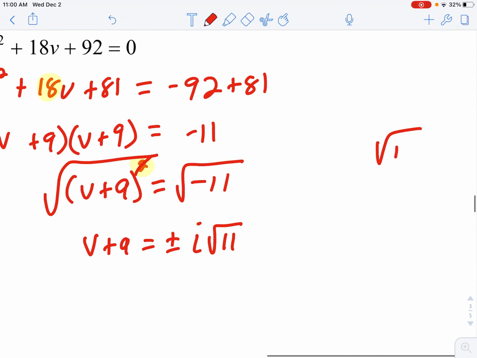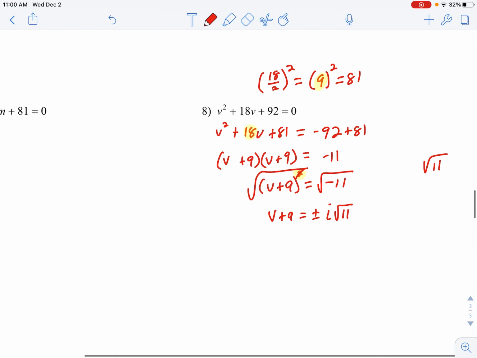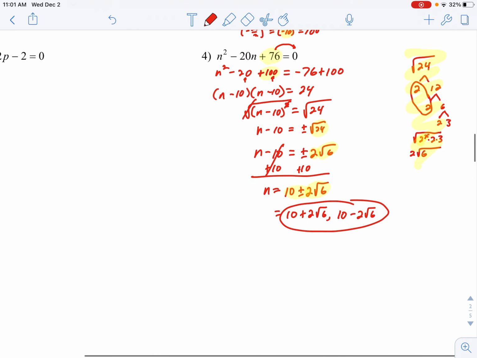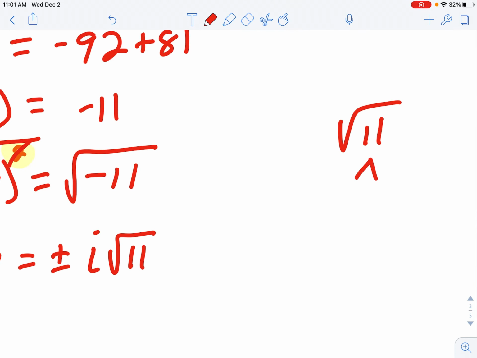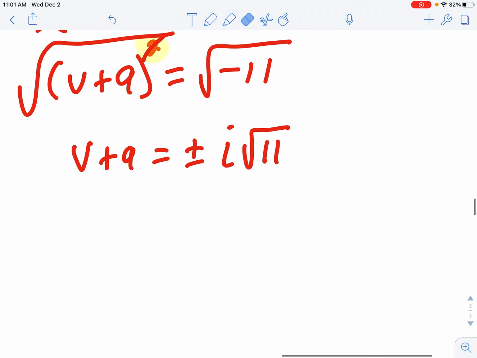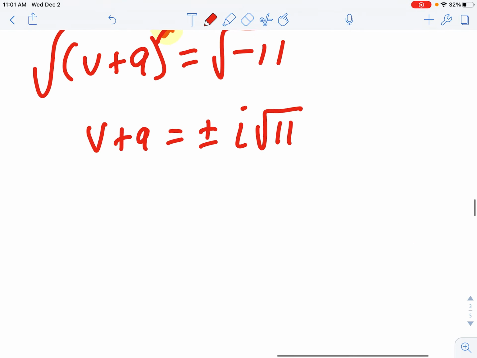Now, I could go off to the side here and say, all right, can I simplify it? I mean, that's what I did with 24, right? So why don't I do it here? Well, 11 is what we call a prime number. It does not break down into anything except 1s and 11s, which doesn't take us anywhere. So this one is just going to remain radical 11.